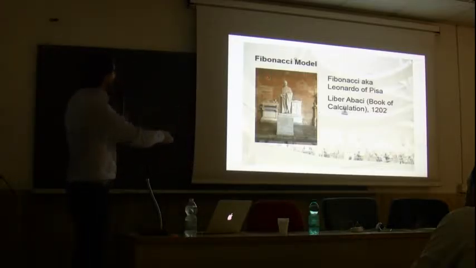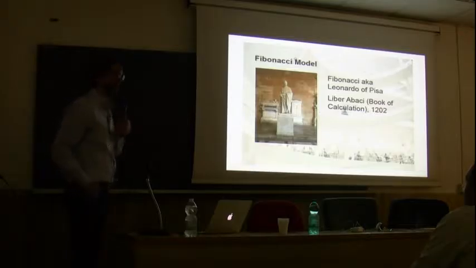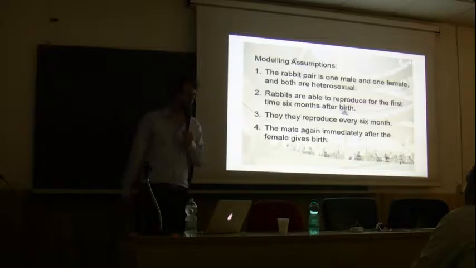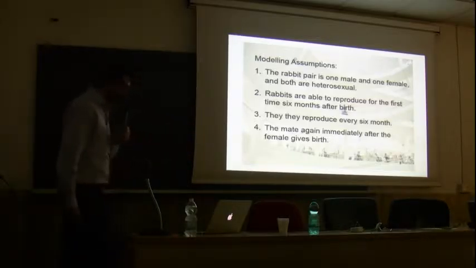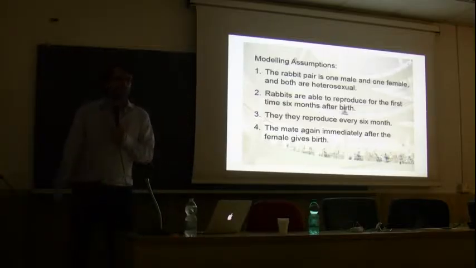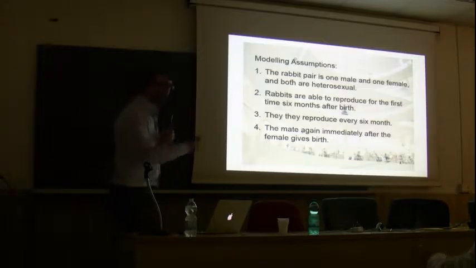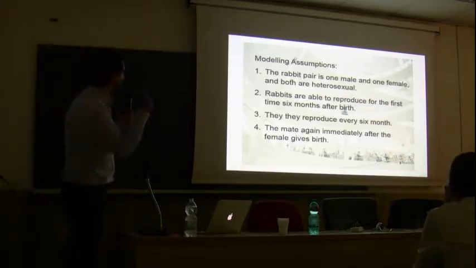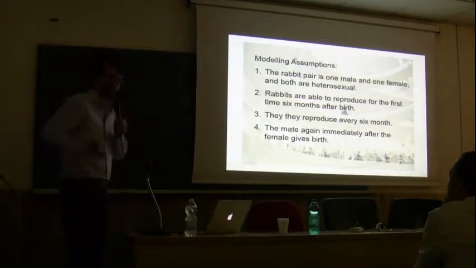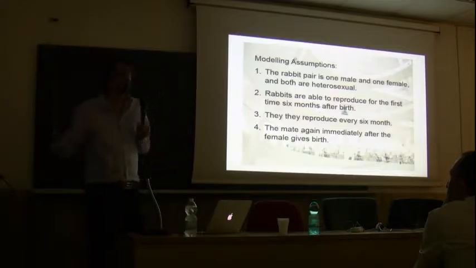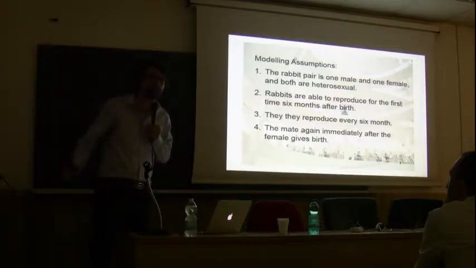So this is Fibonacci, that's a statue in Pisa, in the dome. So, great mathematician of the Middle Ages. So, what's at least implicit in Fibonacci? The following assumption. The rabbit pair is one male and one female, and both are heterosexual. Well, it may sound trivial, but homosexuality in animals is actually rather widespread, as I'm told by evolutionary anthropologists. So you have this assumption that's not stated. If I just ask you how many rabbits you have and you get two rabbits, you have to say, well, are they actually such that they mate and can have offspring?